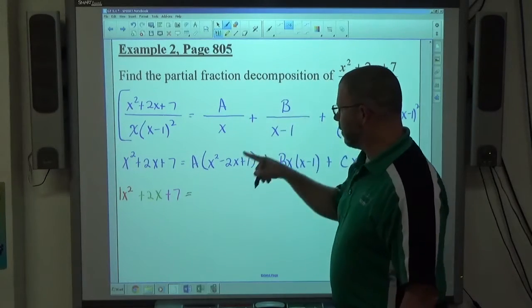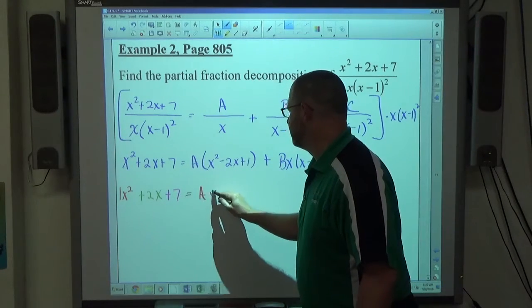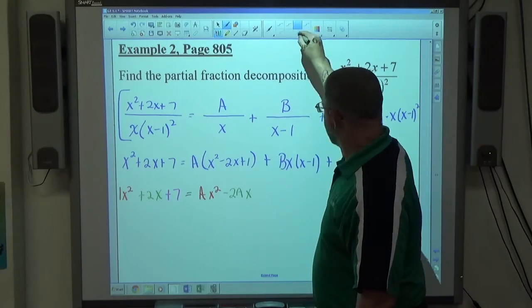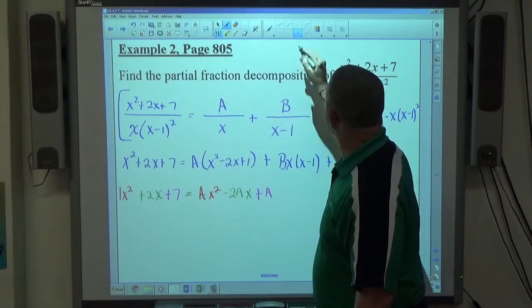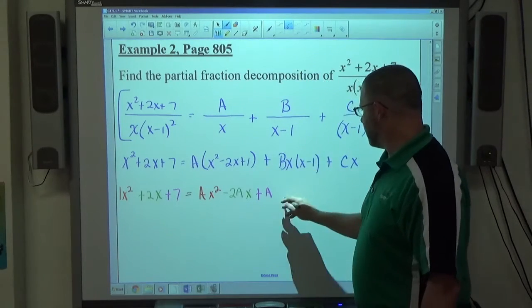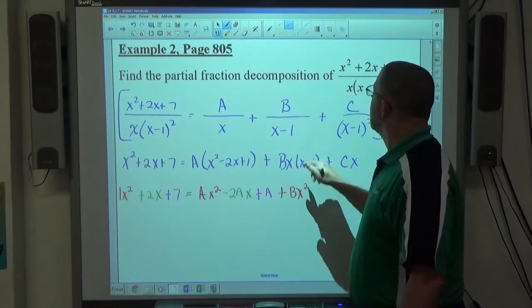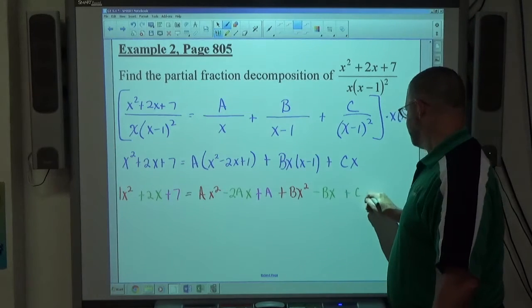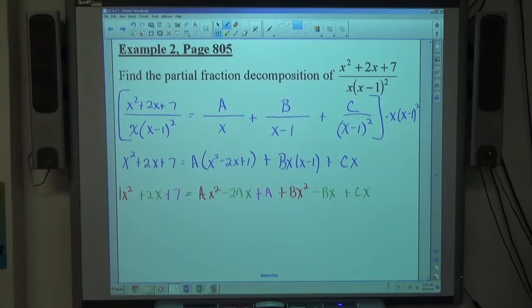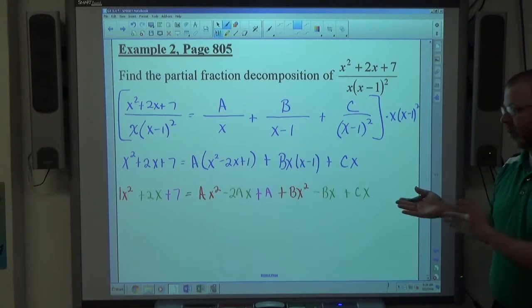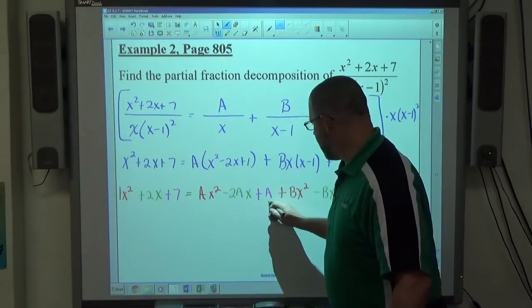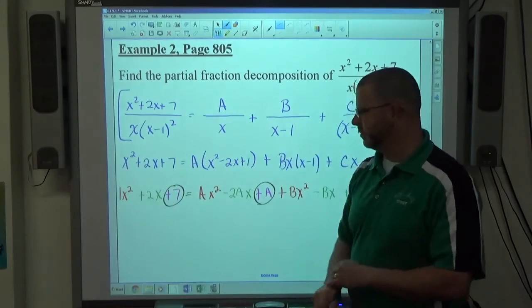So when I multiply through, I'm going to get A times x squared. I'm going to get minus 2Ax. I'm going to get plus A. And then I'm going to get plus Bx squared minus Bx, and then plus Cx. And with colors, it's pretty obvious, right? A is equal to 7. That happens sometimes too. This would be a system of 3 equations. There are 3 unknowns, but I can right off the bat see that A has to equal 7.